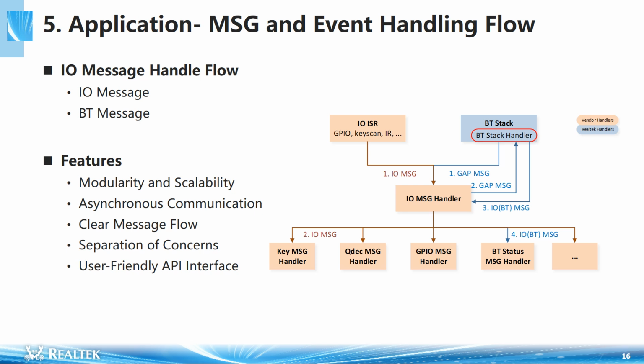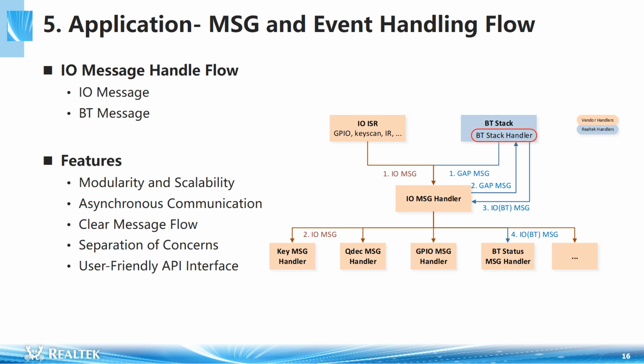A. A MSG from peripherals is forwarded by MSG distributor to I/O MSG handler for handling. B. MSG from BT stack is forwarded by MSG distributor to BT state machine. BT state machine handles MSG and sends a BT I/O MSG. MSG distributor receives the BT IO MSG and then forwards it to IO MSG handler for handling. C. After a message is received, IO MSG handler shall make judgment and call the related event handler.